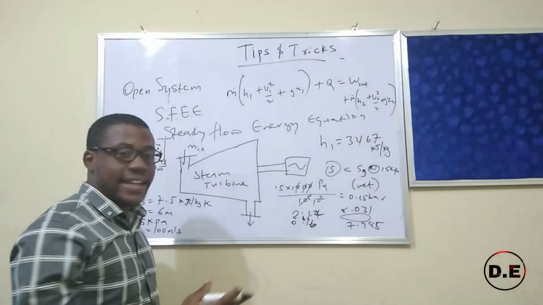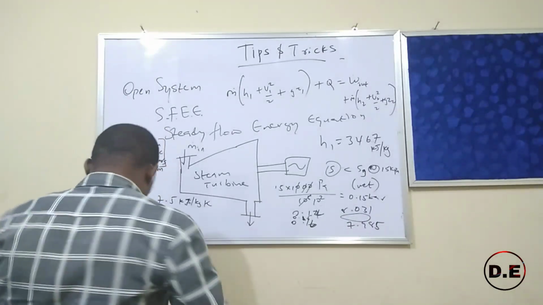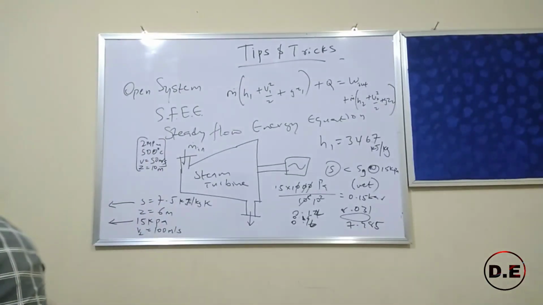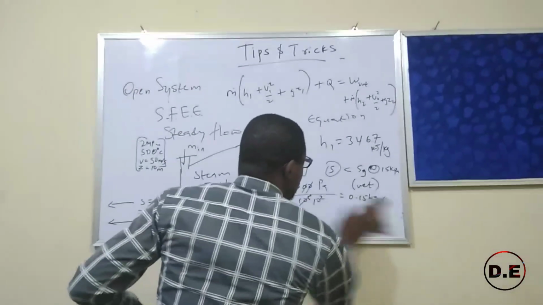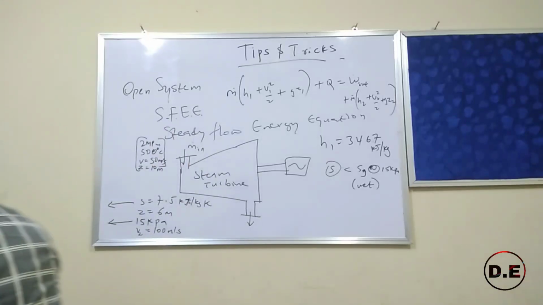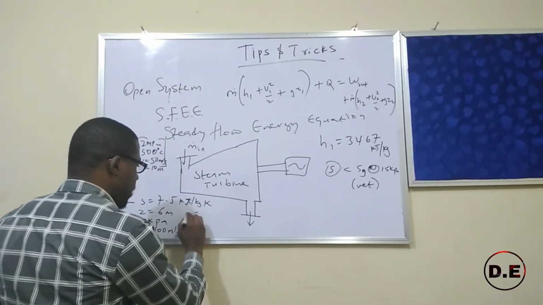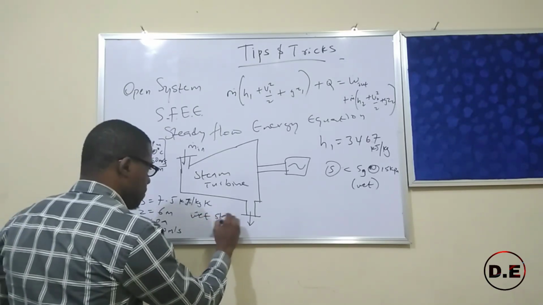And if S is less than Sg, what does that tell us? It tells us that the steam is wet. So we'll come here and clean this up, and then we write state. This state is wet steam.